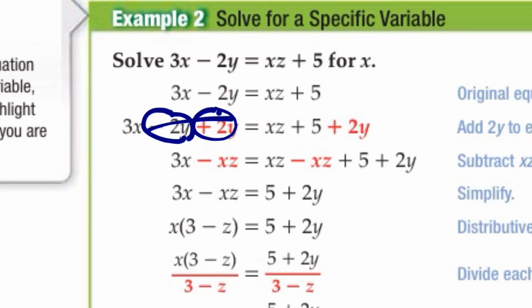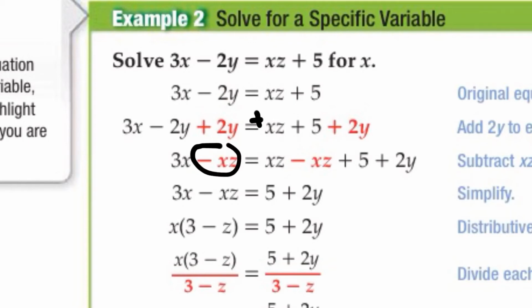Then what happens is, notice that this x needs to join his friend, so they move him to the other side. But how do I do that? How do I move that xz to the other side? Well, the opposite of xz would be, this is a positive xz, so I'm going to subtract xz. And that's where the subtract xz came from. So when they subtract it, that cancels. I'm left with 3x minus xz equals 5 plus 2y.